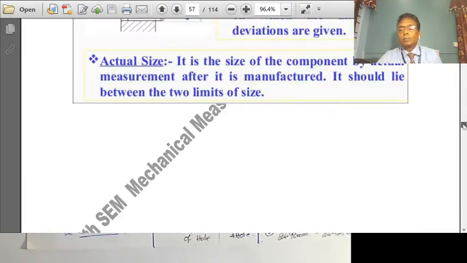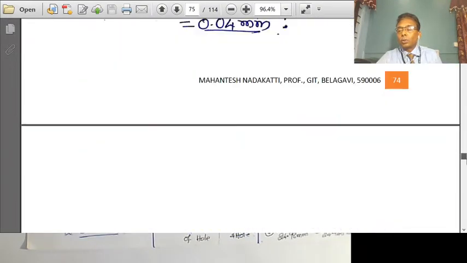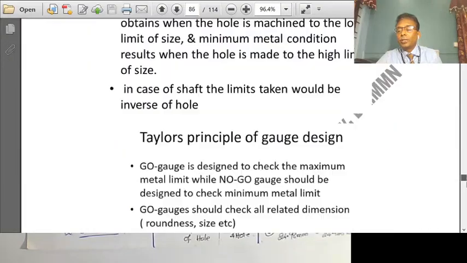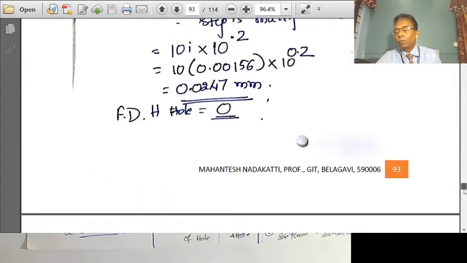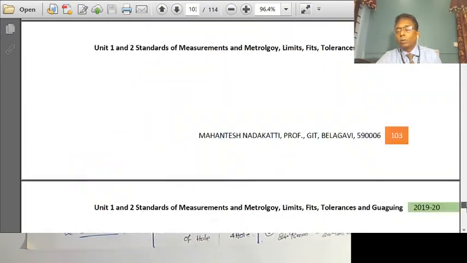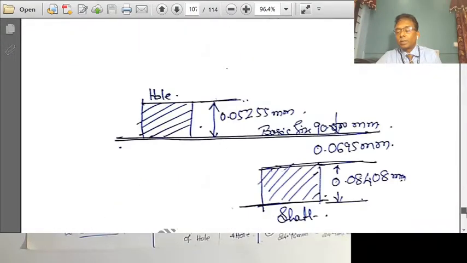Friends, I have discussed at length how to solve the problems of gauges: plug gauge, ring gauge, snap gauge, how to design the gauge, what is wear allowance, what is the Taylor principle. I have discussed at length.